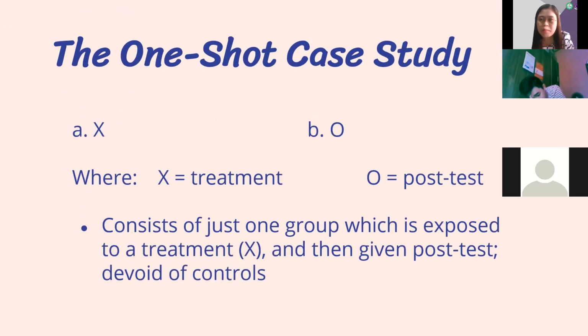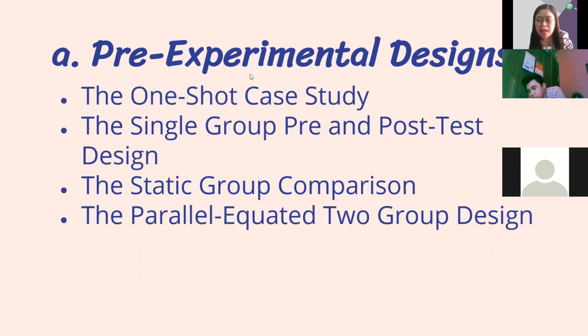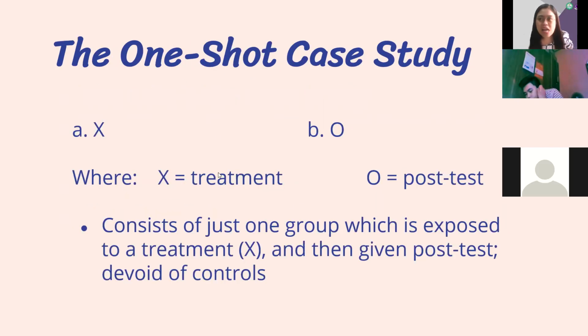Let's discuss them one by one and identify kung anong saan mahuhulog ang research ninyo. Sa one-shot case study, ganito ang mangyayari, class. You have here X as the treatment, O as the post-test. Pag one-shot case study lang, meron ka lang isang grupo, meaning wala kang control. So you cannot call this a true experimental. Kaya nga siya tinawag na pre-experimental. Wala kang control. One group lang of participant.